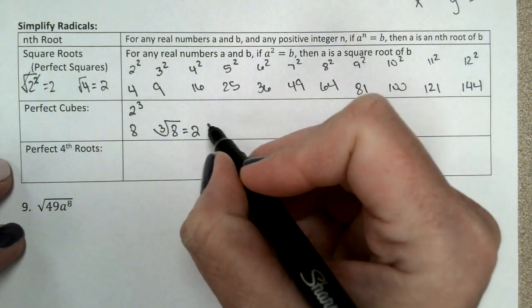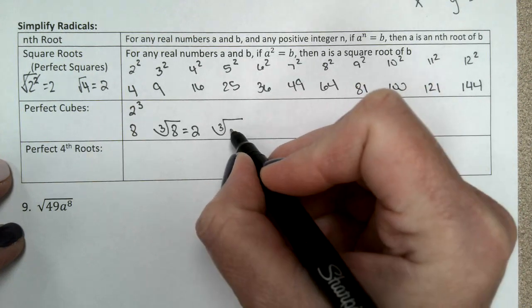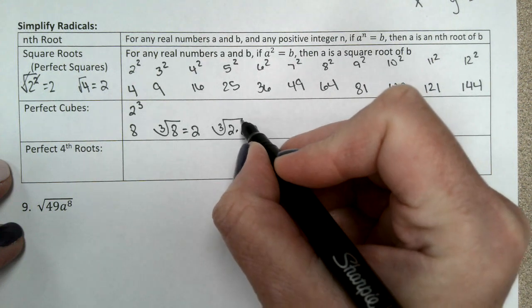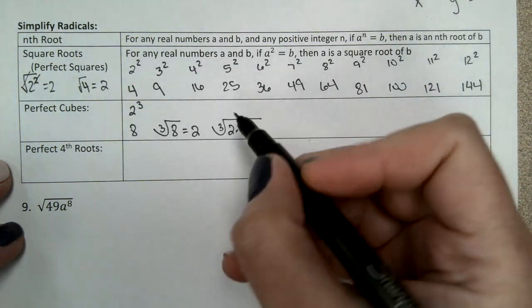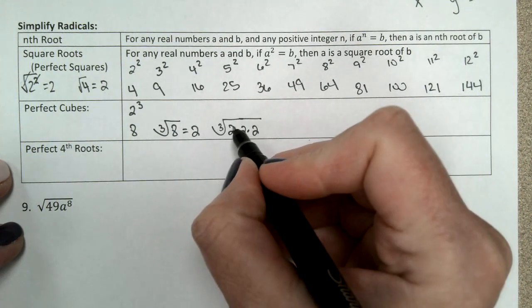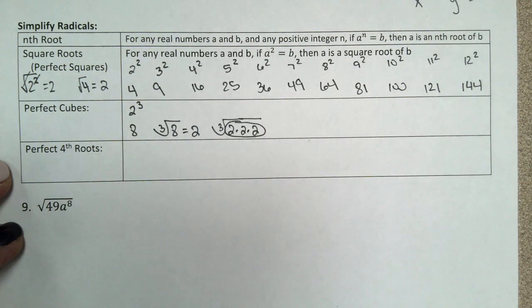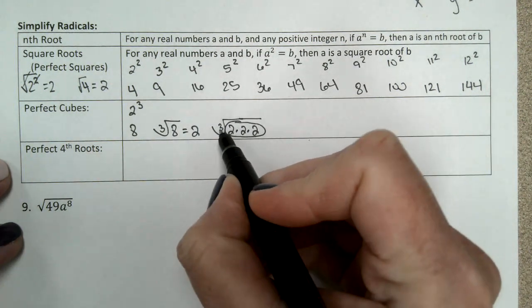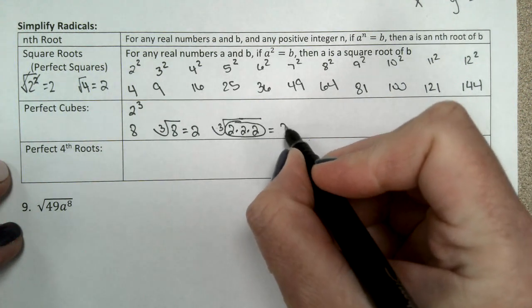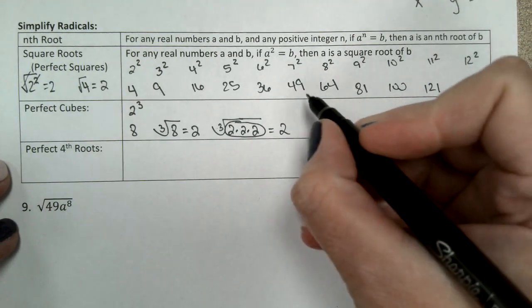You could also think of it as 8 can be broken down into 2 times 2 times 2. So sometimes I teach how to take these by whatever your index is, making groups of 3. So if you can make a group of 3, then that means that the answer is 2. What are other perfect cubes?